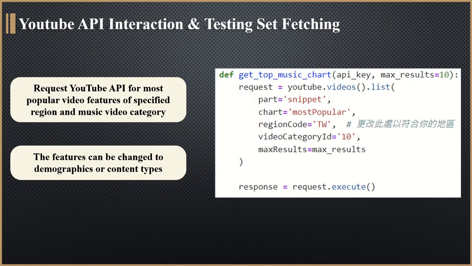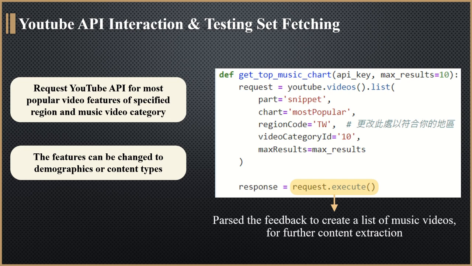Let's fetch the top trending music videos. They make a list request to the YouTube API for videos that are most popular in the specified region and belong to the music category. They retrieve details like the video's title and ID. These video features can be changed to target different demographics or content types.